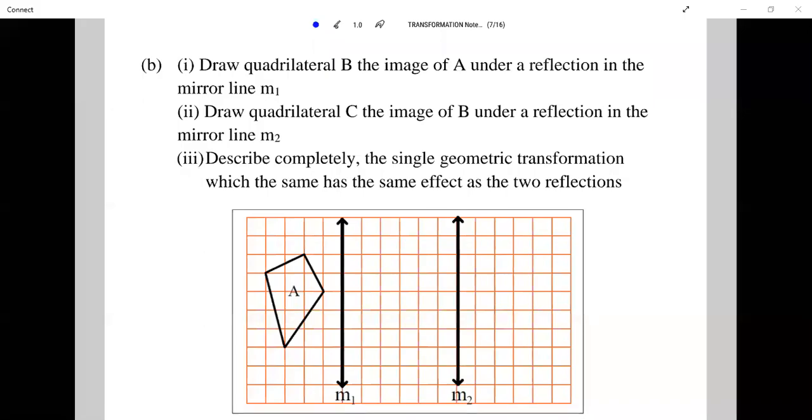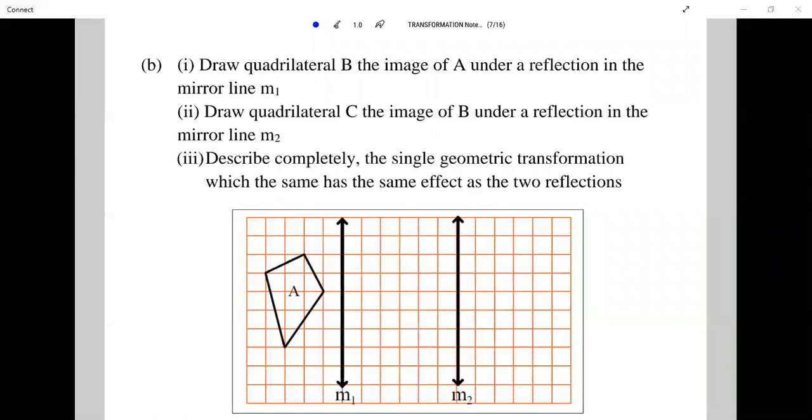All right, so this is example 4B. In 4B we have a shape. It's a quadrilateral. It has four sides, so that's quadrilateral A. It says draw quadrilateral B, the image of quadrilateral A under reflection in the line M1. So in other words, we're asked to reflect A in the line M1.